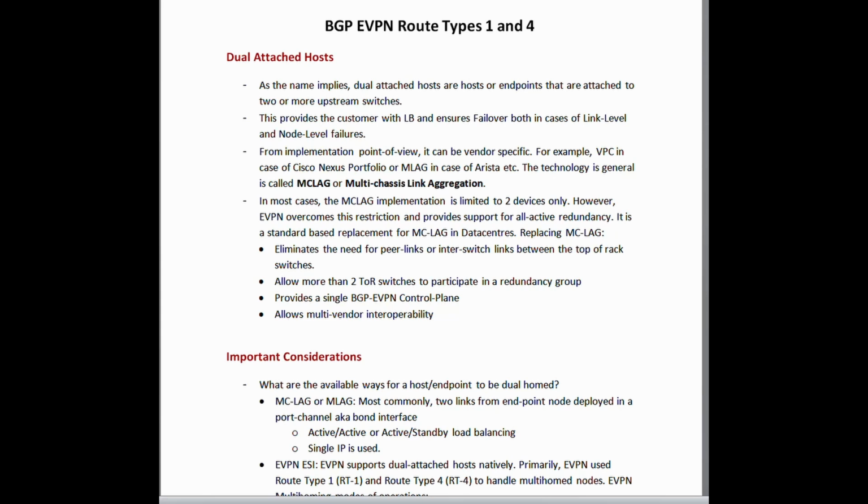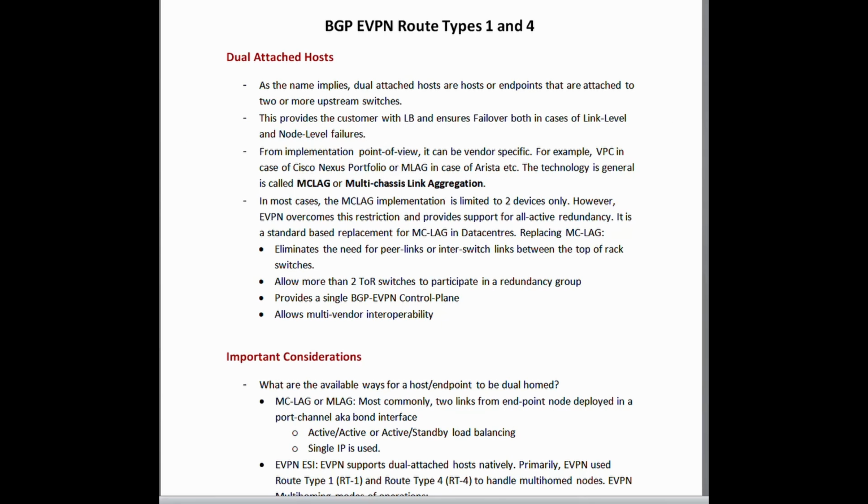As the name implies, multi-homing is a method wherein we attach an endpoint or a switch to more than one upstream device, which is a very common practice in any network scenario, be it an enterprise network, a service provider, or a data center network. Again, this is done to provide load balancing and ensure failover in case of a link level or a node level failure.